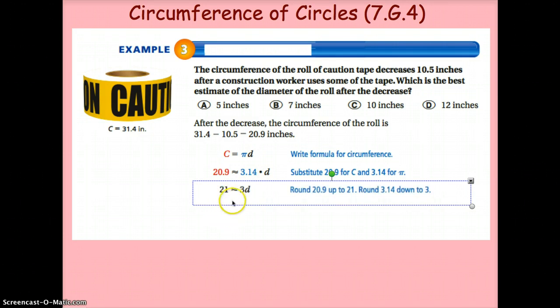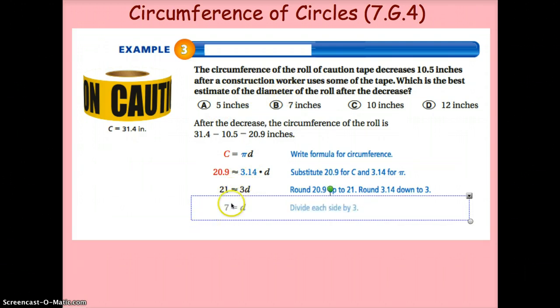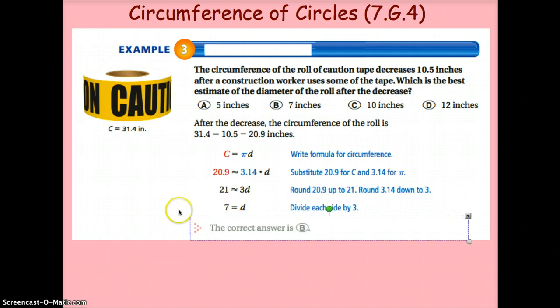Okay, also notice the directions say which is the best estimate. So we're going to go ahead and round to make these numbers easier to work with. Divide both sides by 3, and we end up with an answer of 7. So the correct answer in this case would be B. Watch out when you're doing a multiple choice question. Make sure your answer is a multiple choice letter.